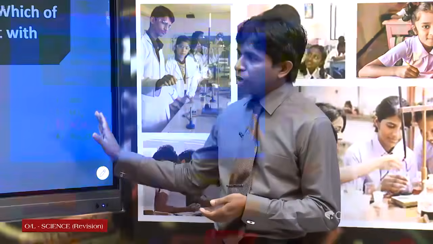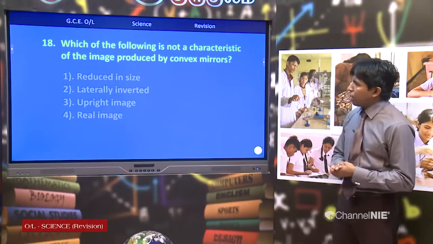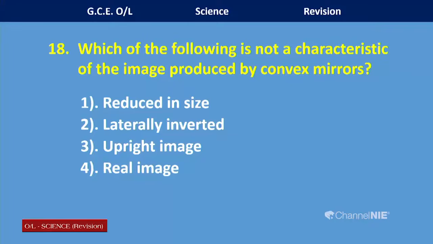So, let us move on to question number 18. Which of the following is not the characteristics of the image produced by convex mirrors? So, this is from grade 11 chapter 5 optics lesson. So, you have 3 types of mirrors, plane mirrors, convex mirrors and concave mirrors. So, when I say convex mirrors, what should come to your head? Side mirrors of vehicles, or drive-in mirror or rear view mirror of the drivers.